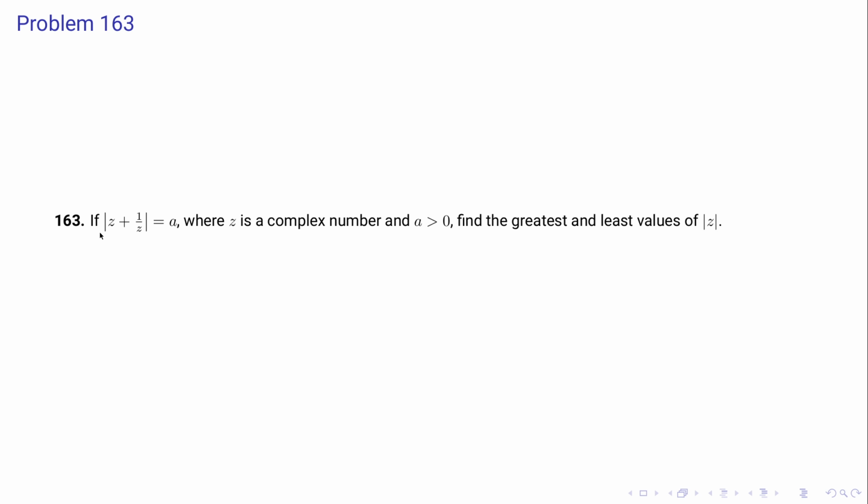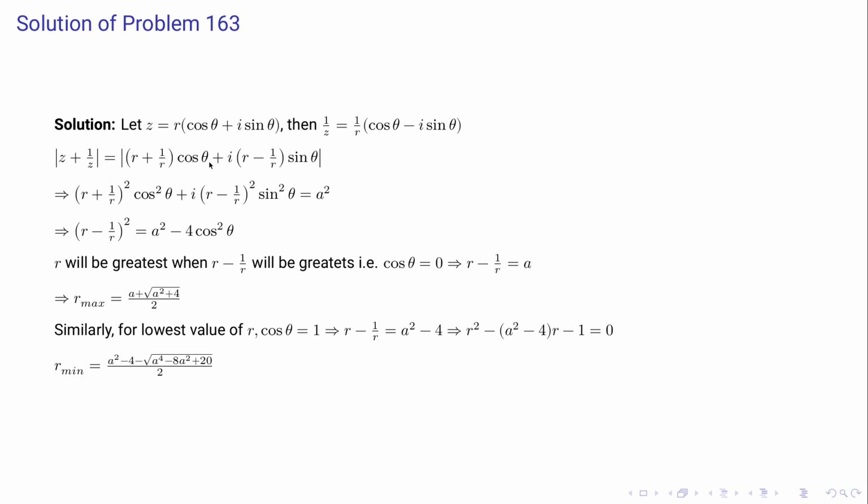Problem 163 says that if mod of z plus 1 by z is equal to a, where z is a complex number and a is greater than 0, find the greatest and least value of mod z. So we let z equal r into cos theta plus i sin theta, then 1 by z would be 1 by r into cos theta minus i sin theta. So mod of z plus 1 by z will be equal to mod of r plus 1 by r, cos theta, plus i into r minus 1 by r, sin theta.